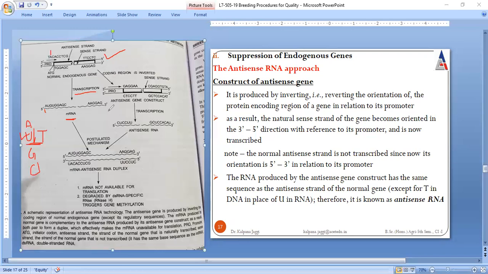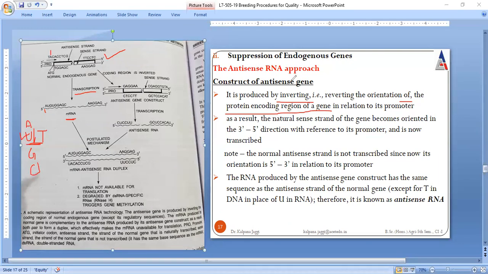see, we said it is produced by inverting the orientation of the protein-coding region of the gene in relation to its promoter. And what is going to be synthesized by the antisense gene? The antisense strand is only going to synthesize mRNA, which is later going to synthesize a specific protein. This is okay. I have told you this, and this is clear to you all.